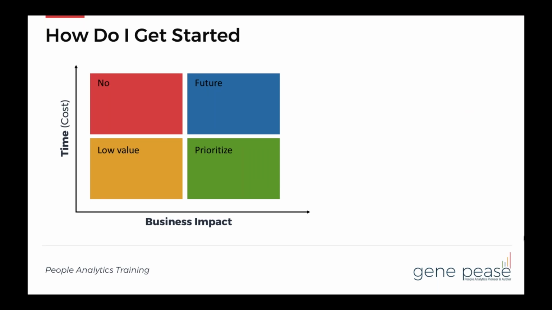So you probably have lots of issues you might want to tackle. So here's one way. This is a 4-box. People like 4-boxes, they're kind of simple. I've plotted on the left the time. It could be the cost. So the timeline would go up the longer it would take to do an analysis, or the more cost it would take.